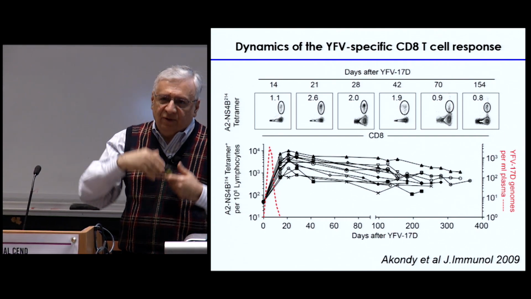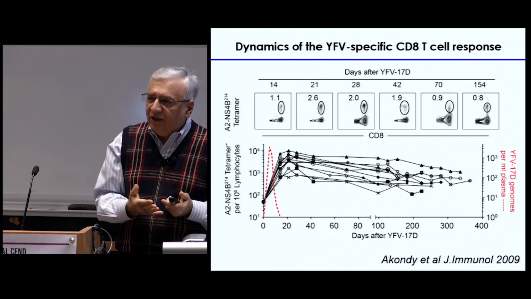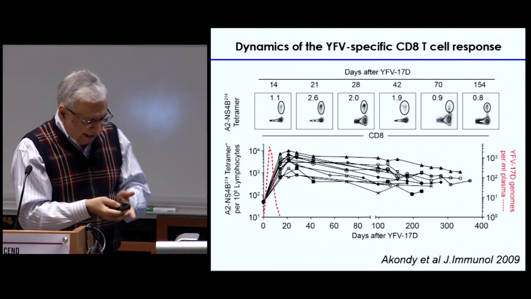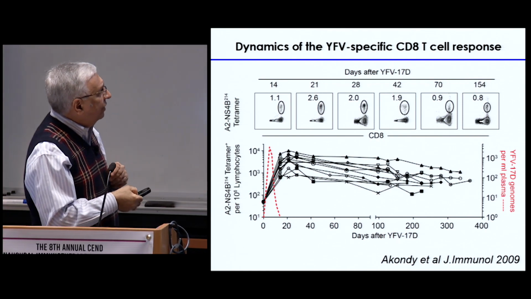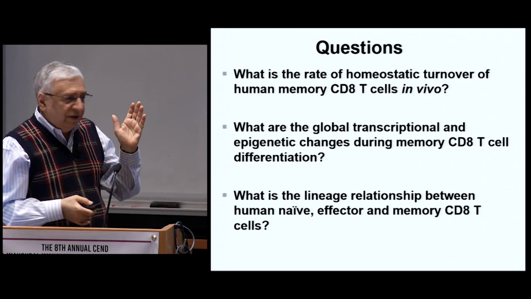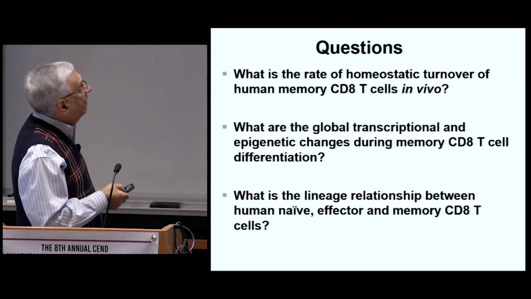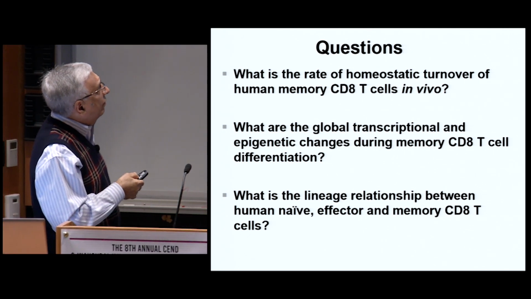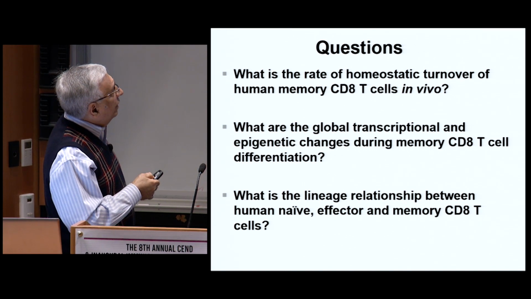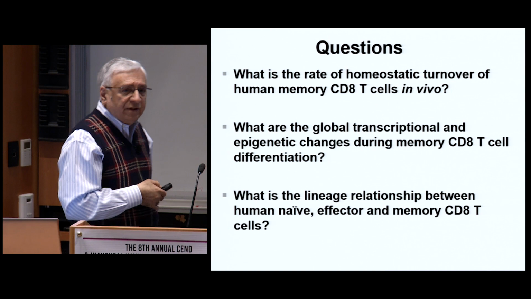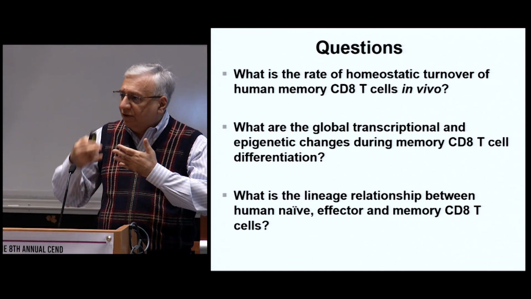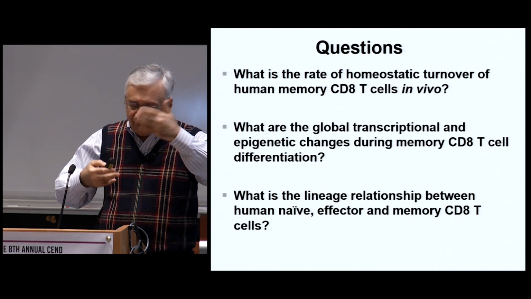So we could do many things. We could look at gene expression profiling of these cells from the blood. We could look at phenotype and so on. And so I'll share with you a few of the things that we've done. We've asked 3 questions, and I'll show you data on 2 of them. The first question we asked was, what is the rate of homeostatic turnover in these antigen-specific memory CD8 T cells in vivo? How fast do they turn over? What is going on during the maintenance phase and also early on?